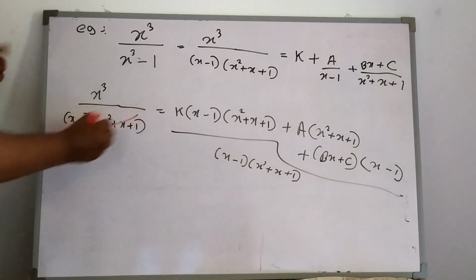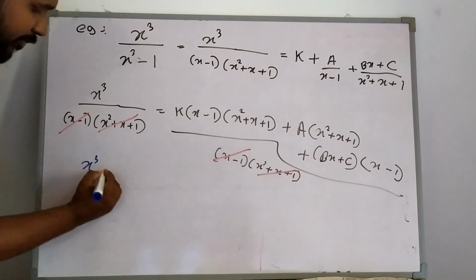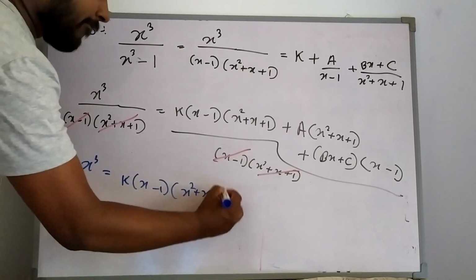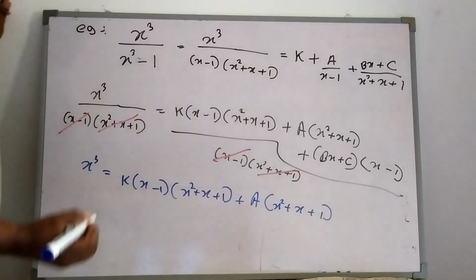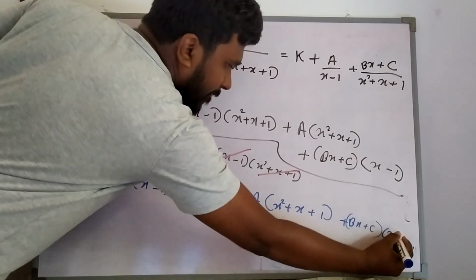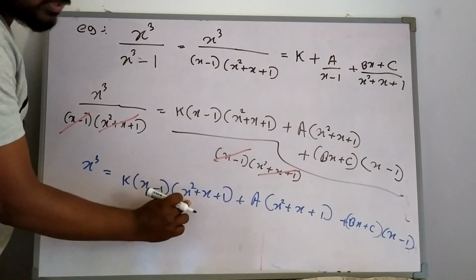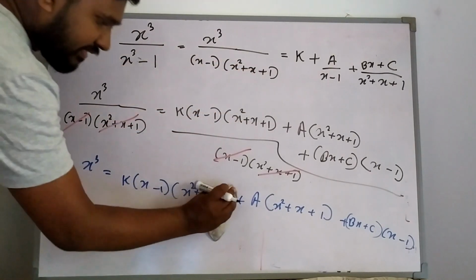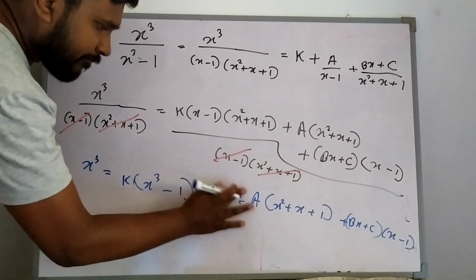Here, start cancelling. Then you can write x cubed equal k into (x minus 1) times x squared, and (bx plus c)(x minus 1). Actually here (x minus 1) into (x squared plus x plus 1) is equal to x cubed minus 1. Therefore I'm just removing this and putting x cubed minus 1 plus.